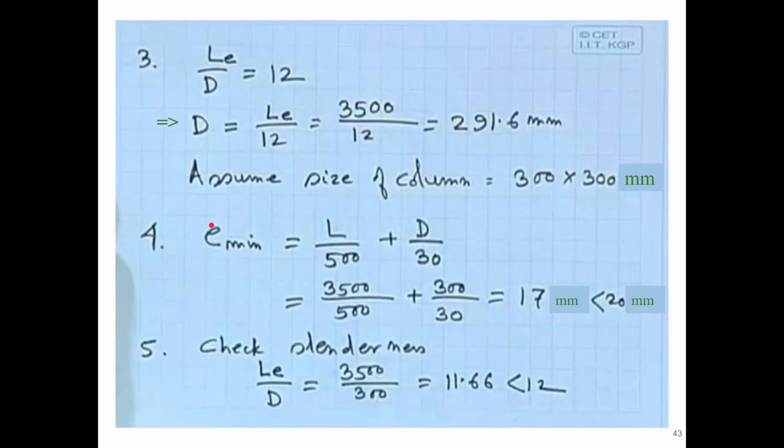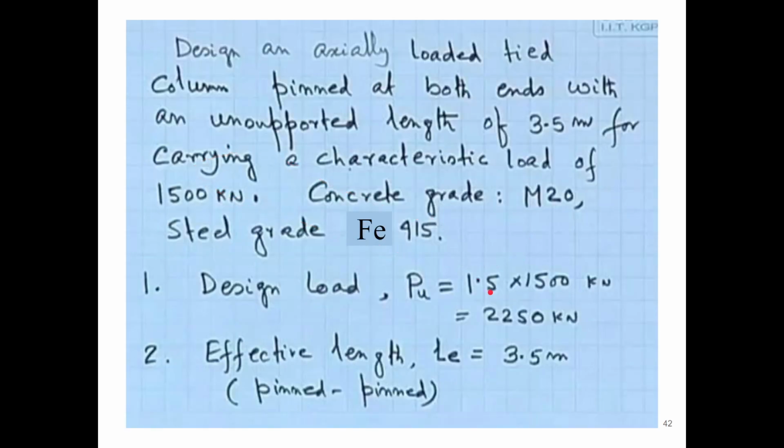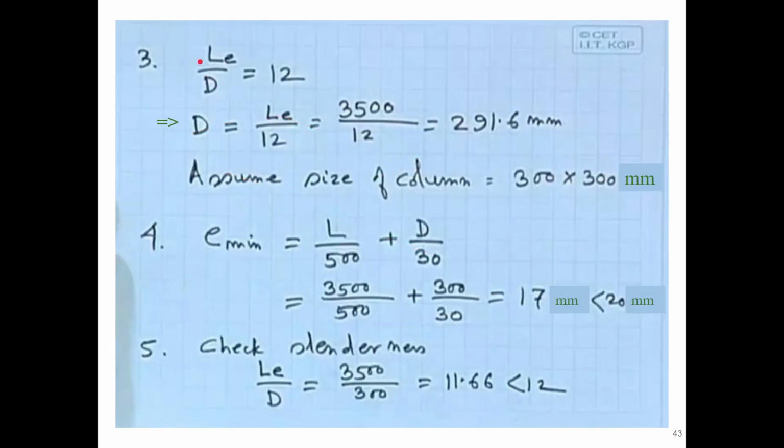So the Le by D value, okay, we are assuming it to be a short column, okay. So assuming this to be a short column, the Le by D value should be equal to 12, okay. So basically we always go for a short column, okay. The columns which are present in houses are basically always short columns, okay. So the Le by D value for that is 12, okay. It should be less than or equal to 12.